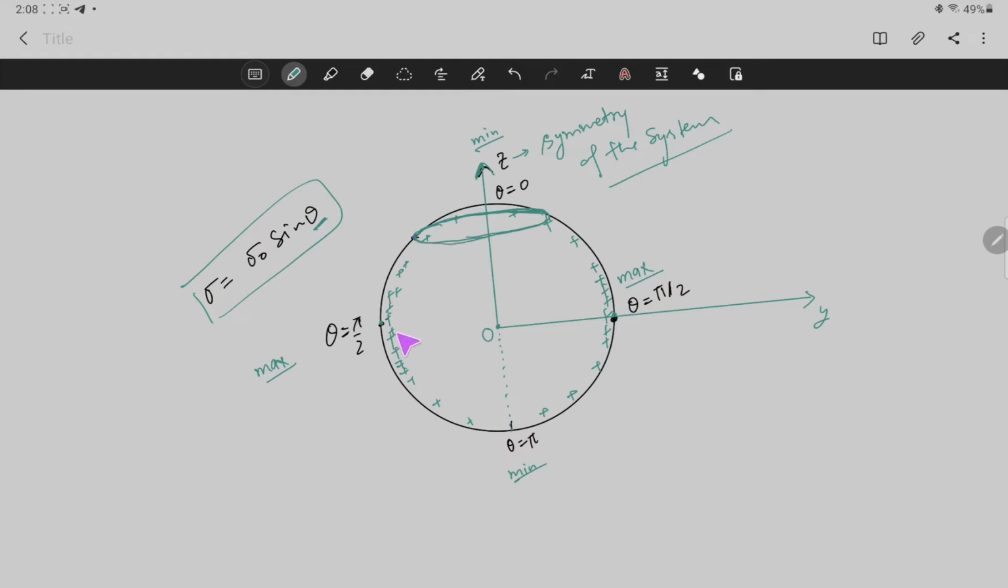If you draw a circle on the equator of the sphere, you will see the maximum charge density on each point of the equator. Similarly, you can draw a circle here which has equal charge distribution on each point of this periphery. Okay, so the z-axis is the symmetry axis of the system.